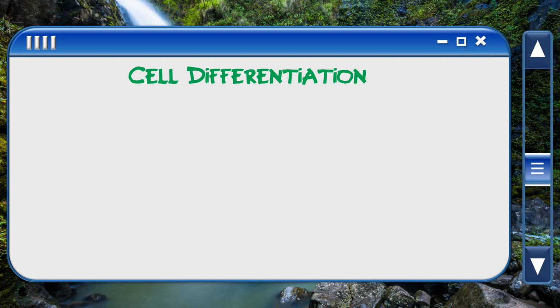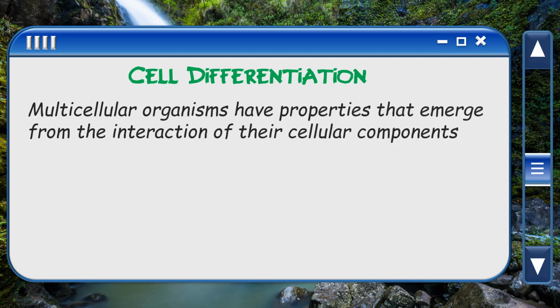Let's now talk about cell differentiation. Multicellular organisms have properties that emerge from the interaction of their cellular components. What we are saying is that we have organisms that are made up of very many cells, and these organisms have properties. But those properties of multicellular organisms come from an interaction of their cellular components.